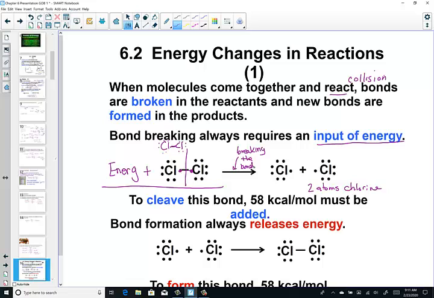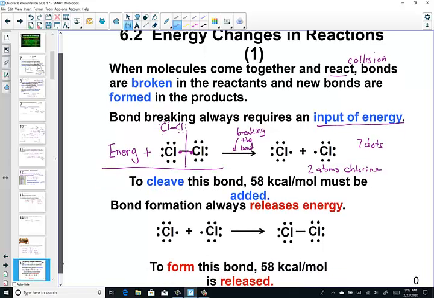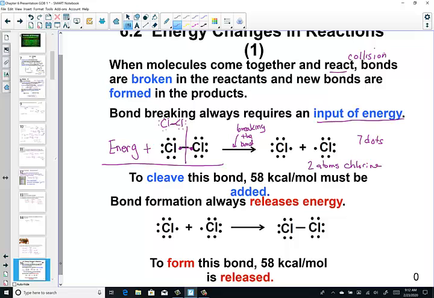And now we go back to 2 atomic chlorine atoms, which of course live in group 7A. So we see 7 dots representing the atom. To break the bond actually required 58 kcals for every mole. So when I wrote energy here, I could even include the number 58 kcals to break a whole mole's worth of chlorine molecules. To cleave means to break. To break the bond requires energy.